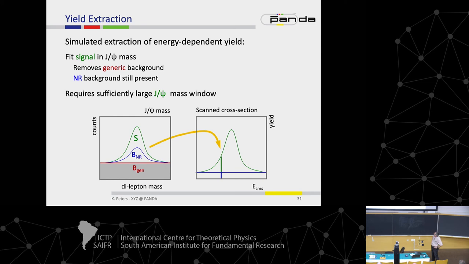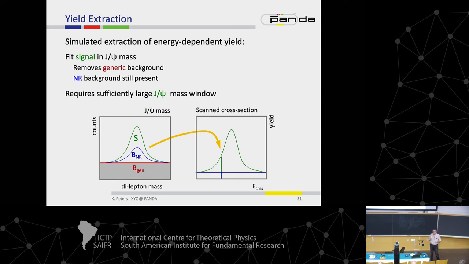And this sits on a background because there are also other reactions contributing to the background of such a reaction: badly identified electrons and muons, or electrons and muons which come from Dalitz decays or other sources in the detector. And since J/psi is a rare signal, these rare decays of the pions and the kaons contribute to the background. And there's also non-resonant background. That means J/psis which come from something else than the X3872, because p-pbar will produce J/psi plus something anyhow, if it's resonant or not.